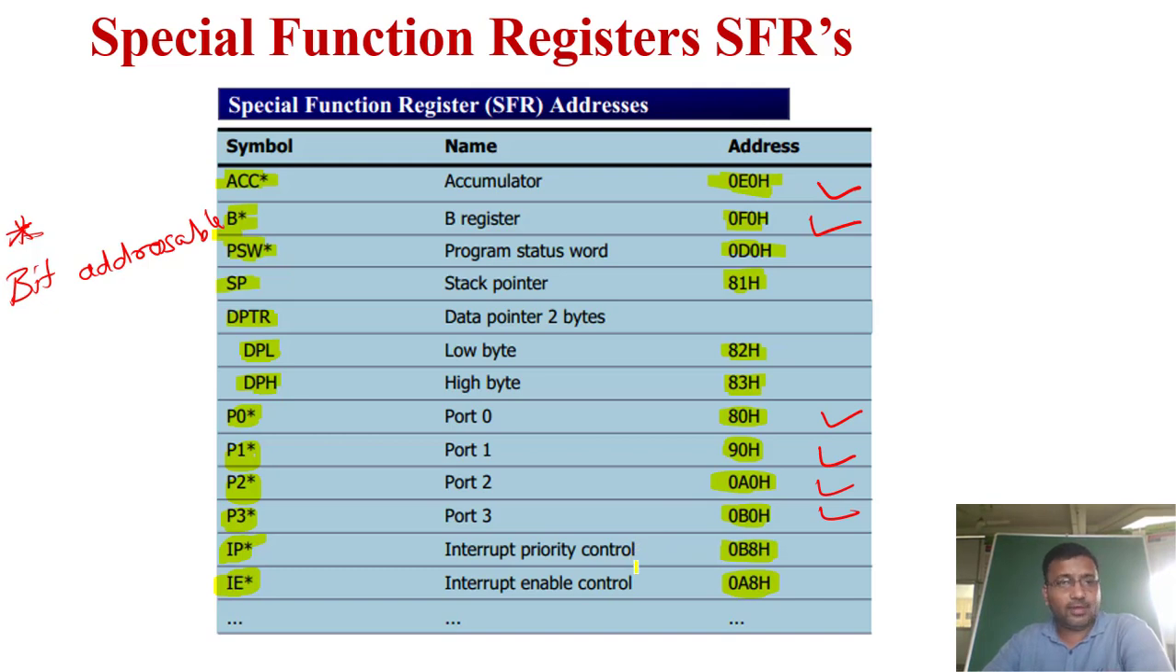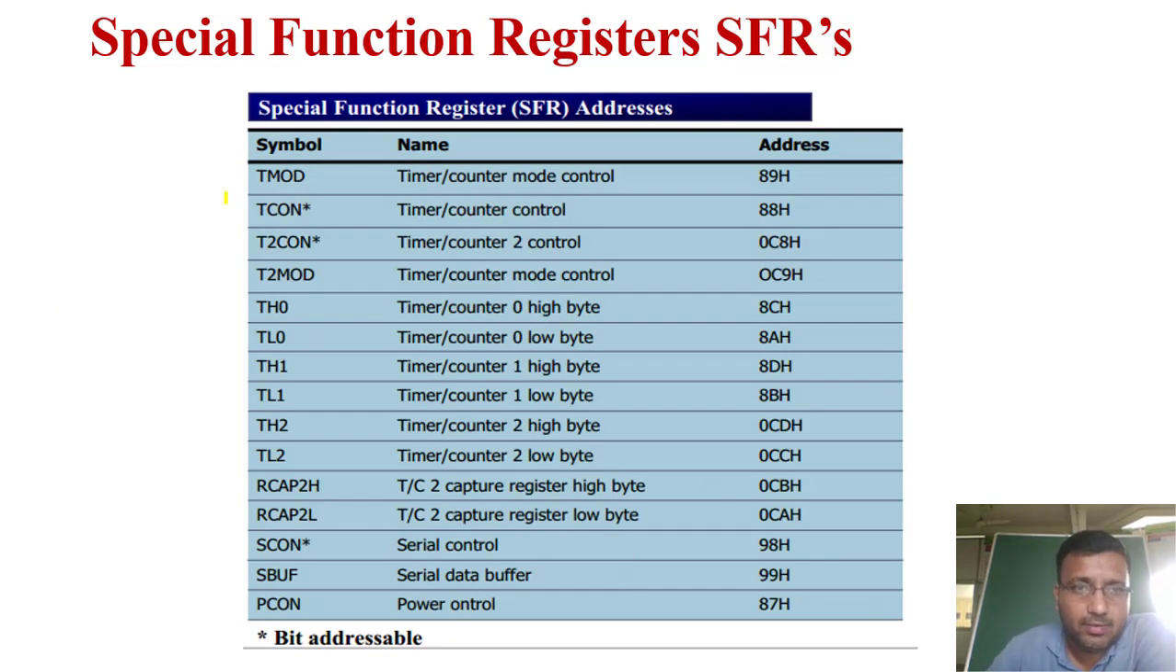Okay, then a few more are there. So we have TMOD, the timer mode register, located at 89H. We can have the timer control register, TCON. Again, a star is indicated, that is bit addressable, and that is located at 88H.